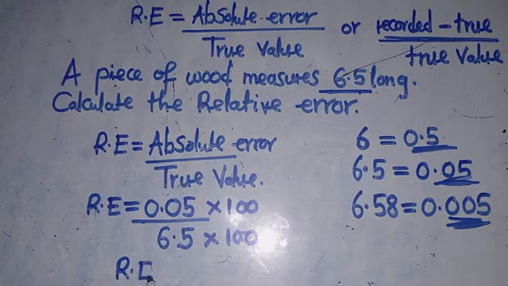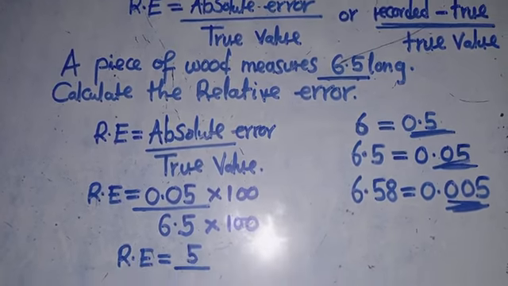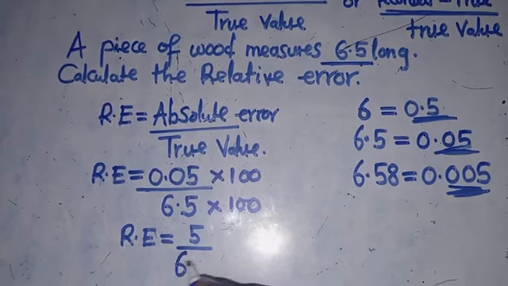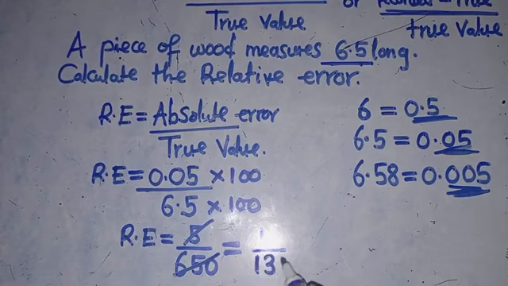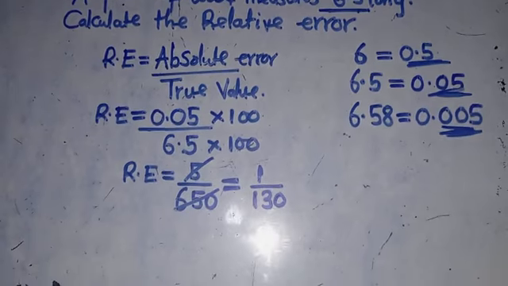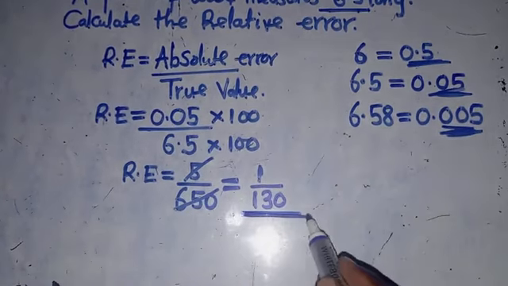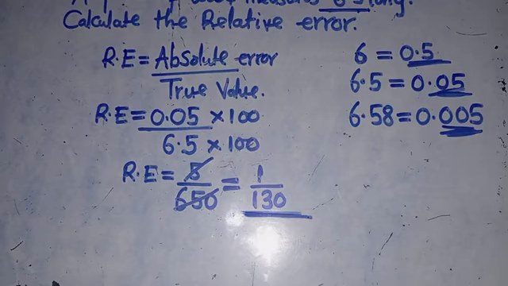So relative error is equal to 0.05 times 100, which gives 5. But 6.5 times 100, we get 650. So we have 5 over 650, where we can now reduce this. 5 in there, it is 1. 5 in there, this is 130. So 1 over 130, meaning this is our answer. We are done, just like this.